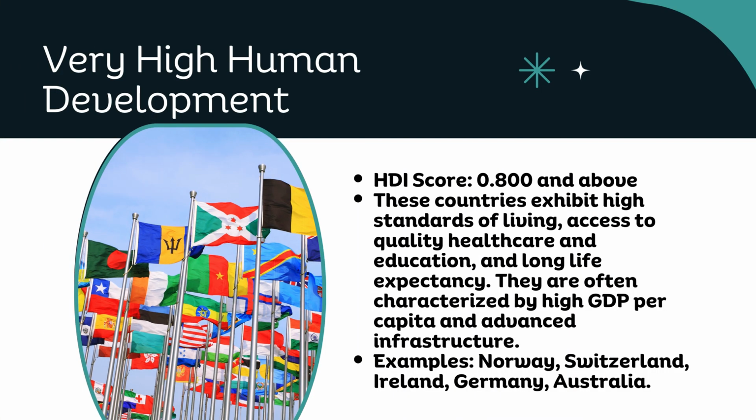Very high human development: HDI score 0.800 and above. These countries exhibit high standards of living, access to quality healthcare and education, and long life expectancy. They are often characterized by high GDP per capita and advanced infrastructure. Examples: Norway, Switzerland, Ireland, Germany, Australia.